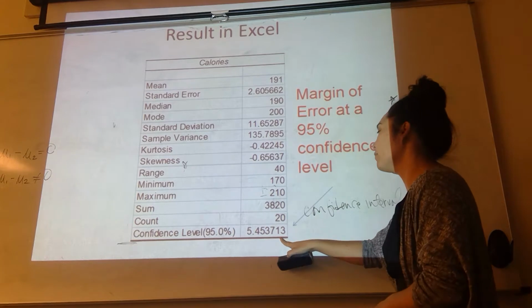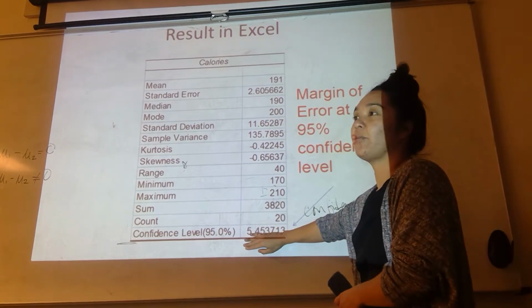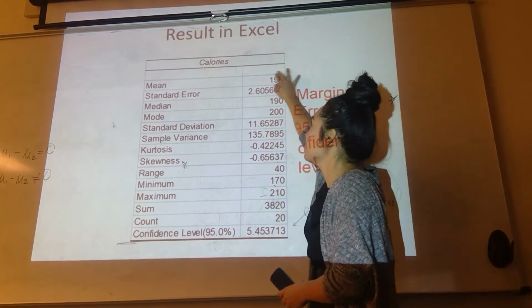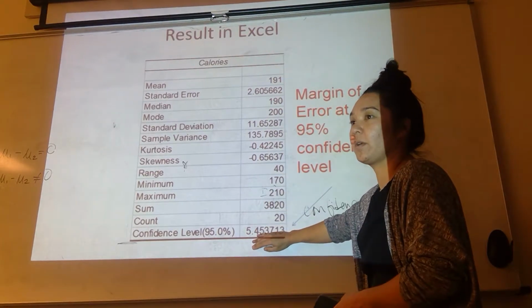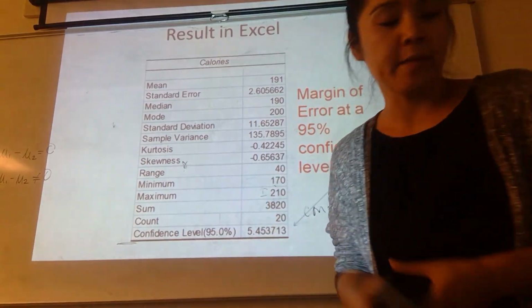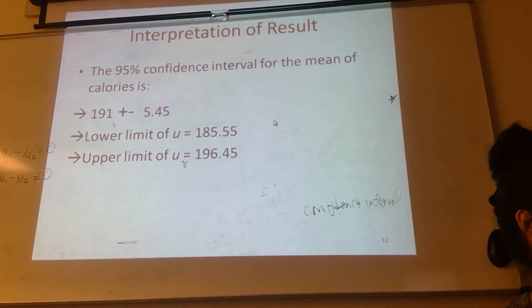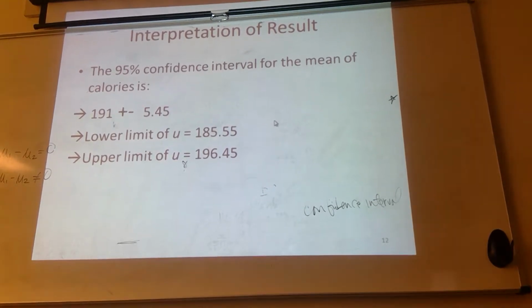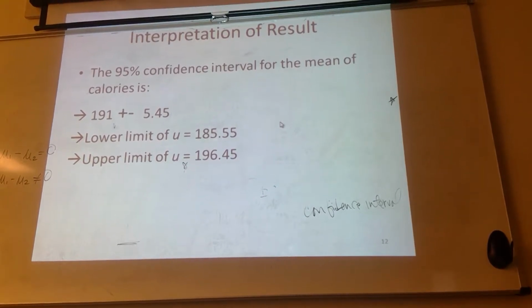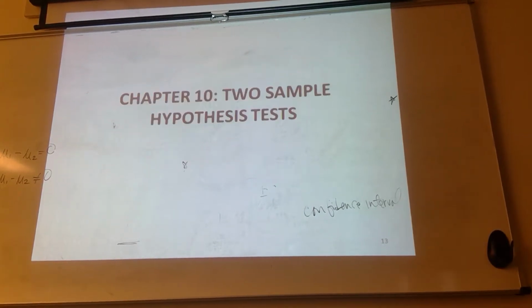This right here is the confidence level. So you would take 191 plus 5.4 and 191 minus 5.4. And that would be your confidence interval. Okay? All right. So the lower limit's 185.55, the upper limit's 196.45, just like what I was showing you a minute ago.